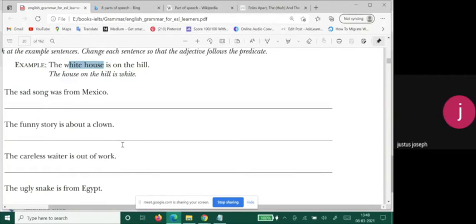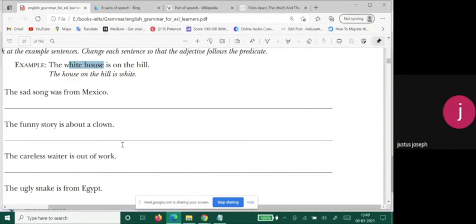The out of work waiter. What was the error you guys were making? You were putting the noun first and then out of work. The waiter out of work. That is why you kept getting it wrong. Out of work describes the noun, so it is an adjective. Where should I put it? I have to put it before the noun. So the out of work waiter is careless.